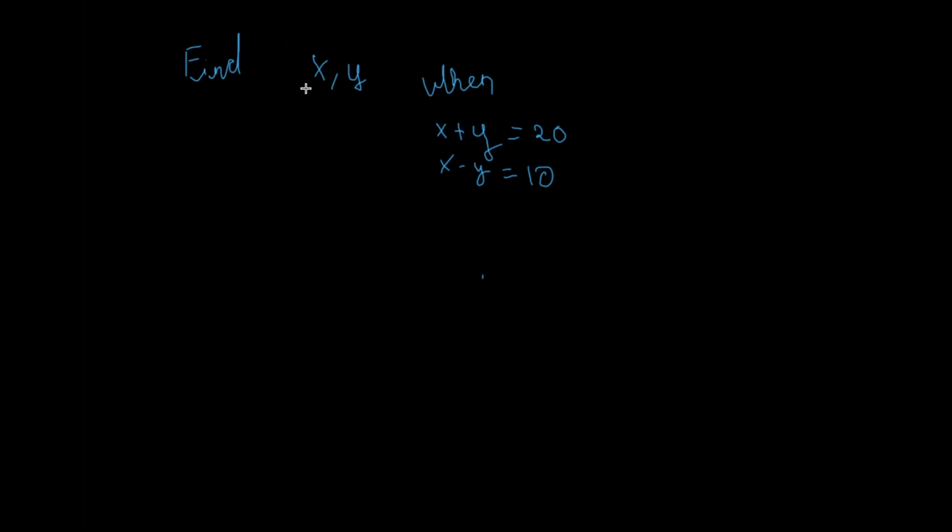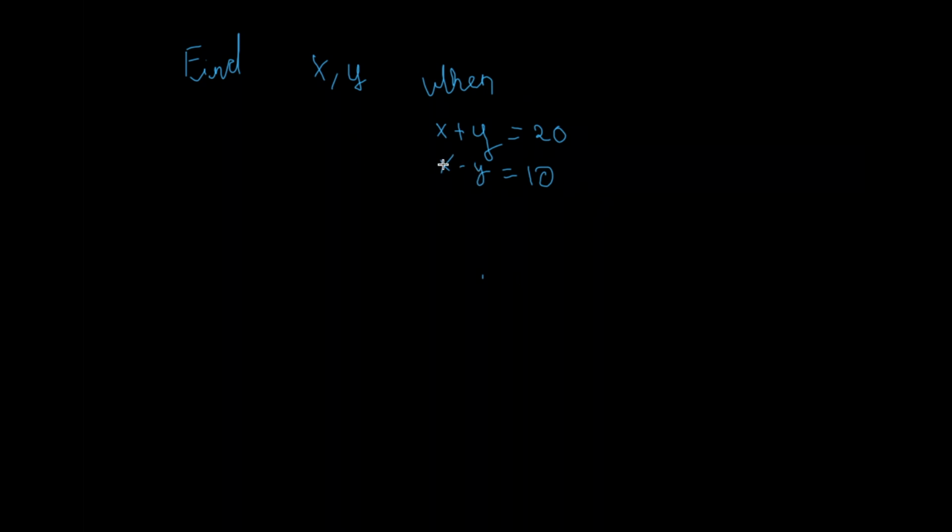So as you can see in this question, find x and y when we know x plus y is equal to 20 and x minus y is equal to 10. So to solve a simultaneous linear equation, we need to have two equations. For example, when we need to just find one variable, we just have one equation, that's the minimum. If we have three variables to find, we need three equations, and like that.